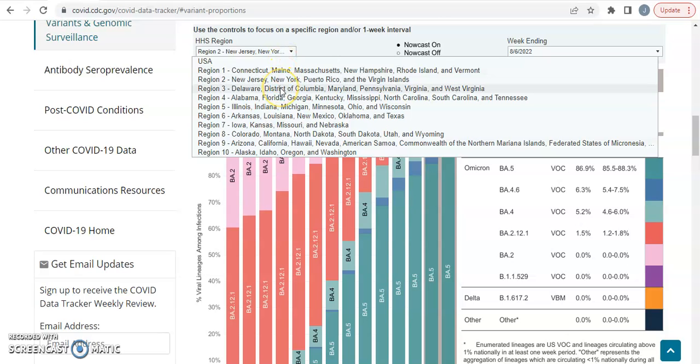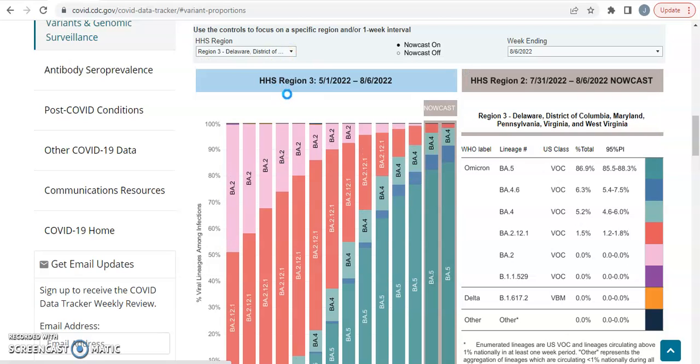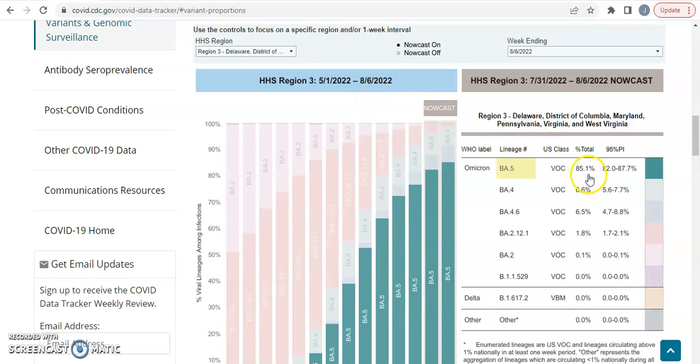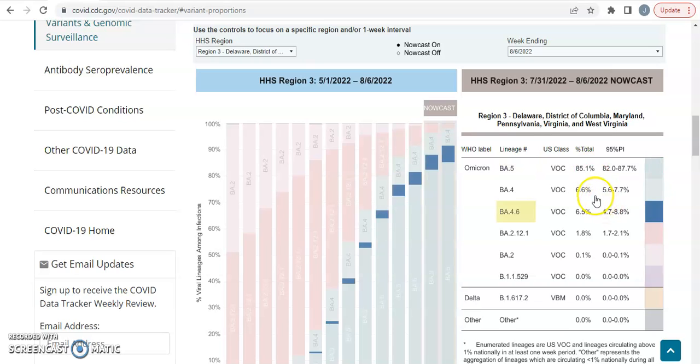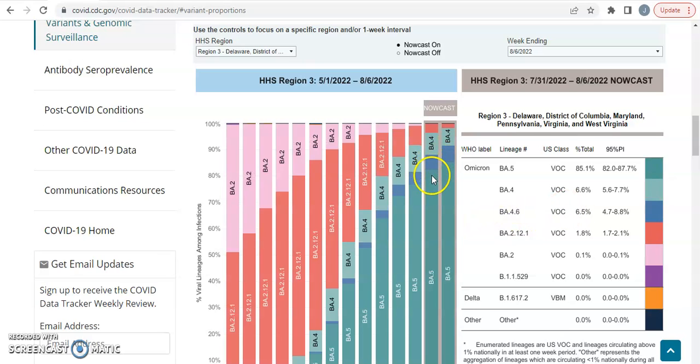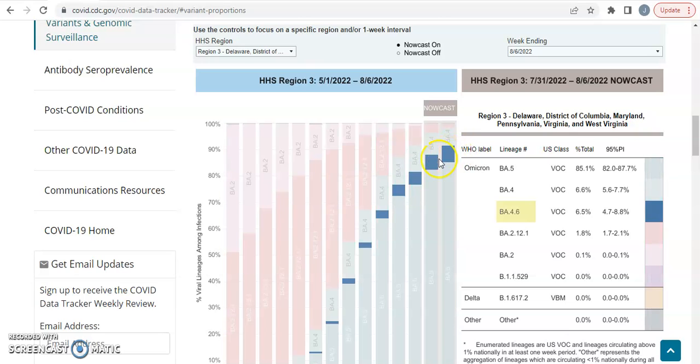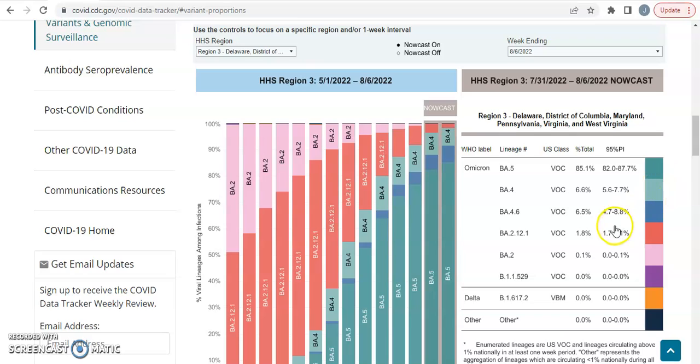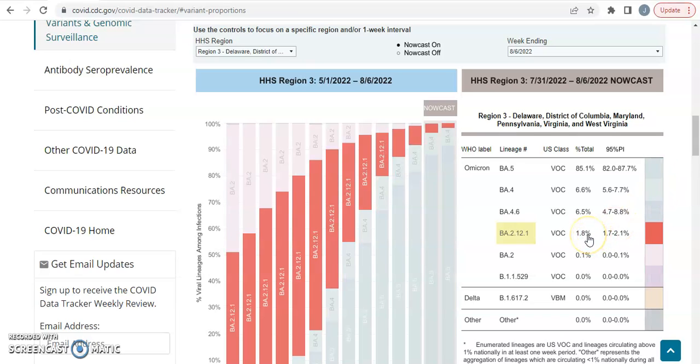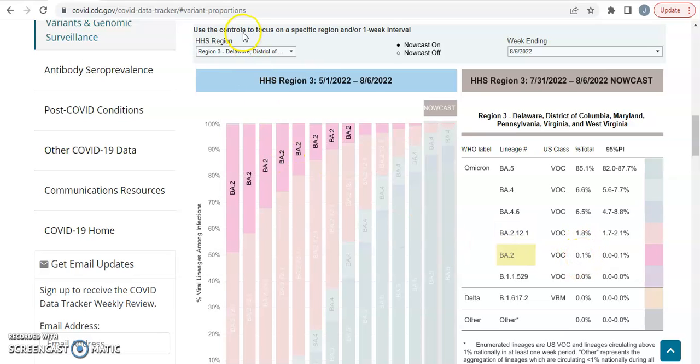Alright, coming down to Region 3. This is another one where BA.4.6 has been starting to gain some ground. So BA.5 is 85.1% of the cases, BA.4 is 6.6%, BA.4.6 is 6.5% of the cases. So this is up from last week, and you can see it here on the charts. It is definitely going up compared to last week, but not as much as it did from the previous week. And there's still 1.8% of BA.2.12.1, and still a teeny tiny amount of BA.2 left.